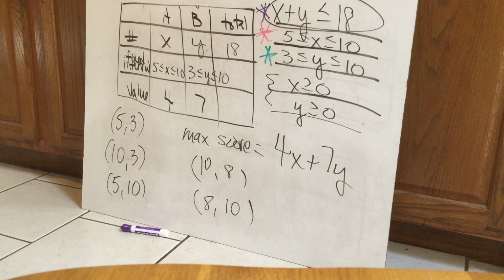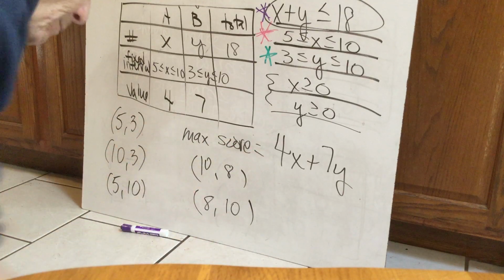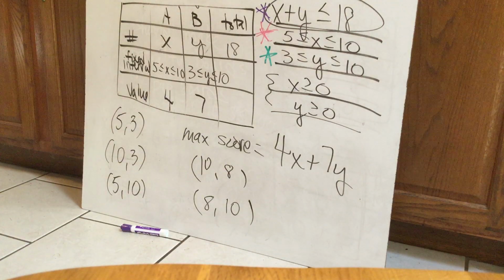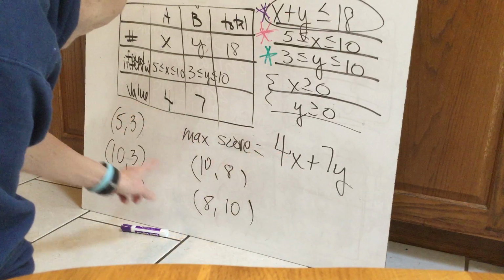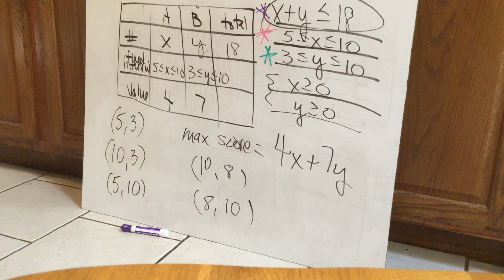Okay, now either in your head or with your calculator, you're going to calculate the score for each of those points. Remember, this is how you get your score. 4 points for an x, 7 points for a y. So we're going to take each of these points and plug them in. So 4 times 5 and 7 times 3. So that's 41.